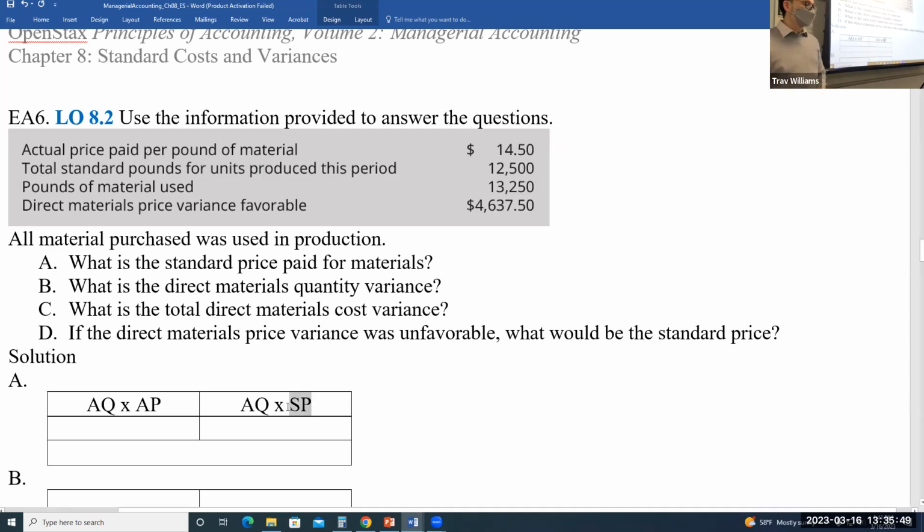Again, what we're trying to figure out for A is the standard price. So let's see if we have all the other information. Pounds of material used. Does that sound like the actual quantity? It does, because standard pounds is the standard quantity, right? So the pounds that were used is the actual quantity. So let's go ahead and put that in. Actual price, we have that as well, $14.50 per pound.